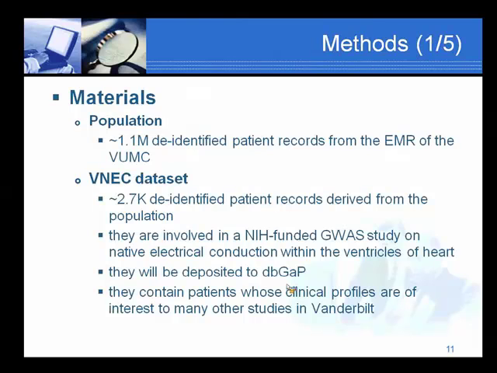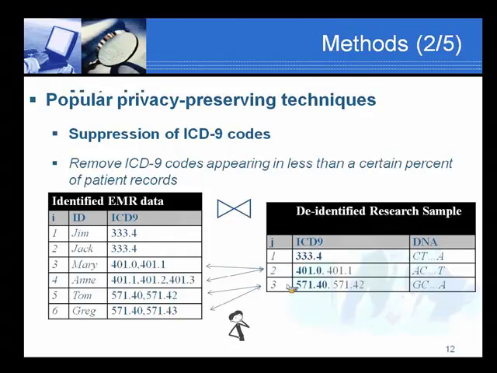Furthermore, the patients' profiles are of interest to many other studies in Vanderbilt. So we had to evaluate the privacy risk on this sample for practical reasons as well. So, having presented the data, let me briefly describe how suppression and generalization work in our setting.